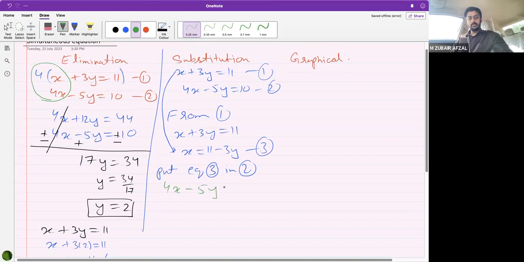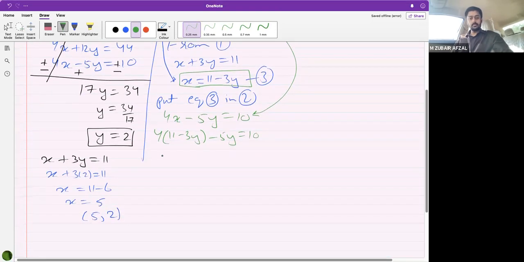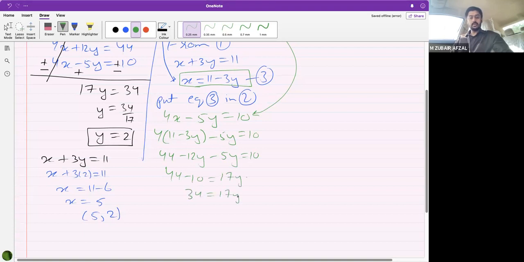4x minus 5y equals 10. I've copied this equation and I'm replacing x with this. 4 into 11 minus 3y, minus 5y equals 10. 44 minus 12y minus 5y equals 10. 44 minus 10 equals 17y. 34 equals 17y. y equals 2.